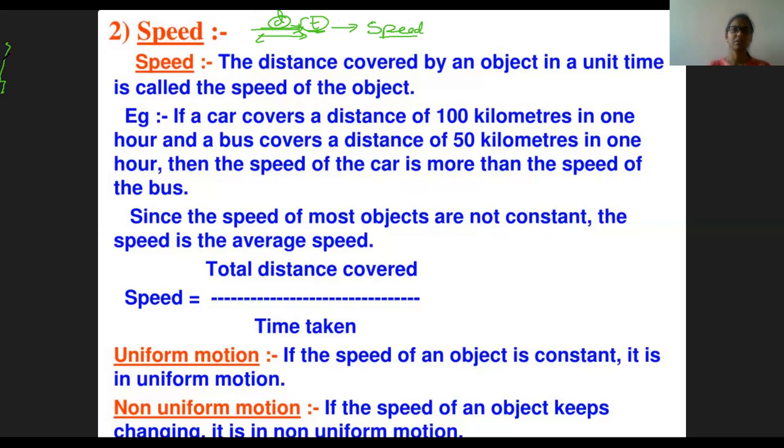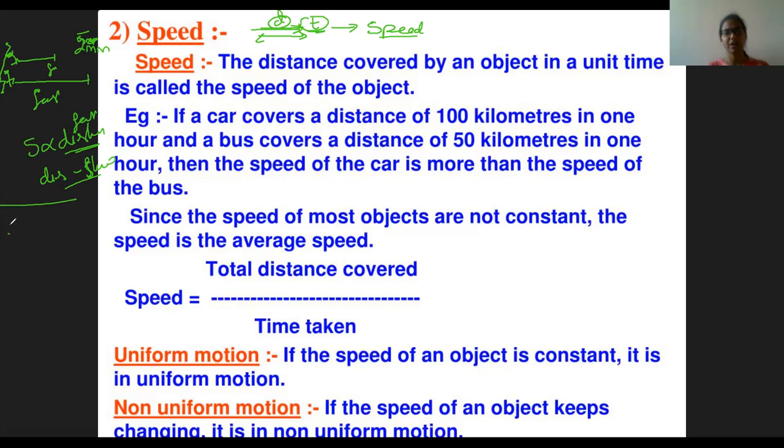Imagine you and your friend are standing. In a time of 5 minutes, you cover this much distance and your friend covers more distance. Then who is faster? Definitely this one is faster compared to this. That means he covers more distance in a given time. Whatever the time, in a given time, if you cover more distance, you are fast. If you cover less distance in a given time, then you are slow. Right, children? That means speed is directly proportional to the distance covered.